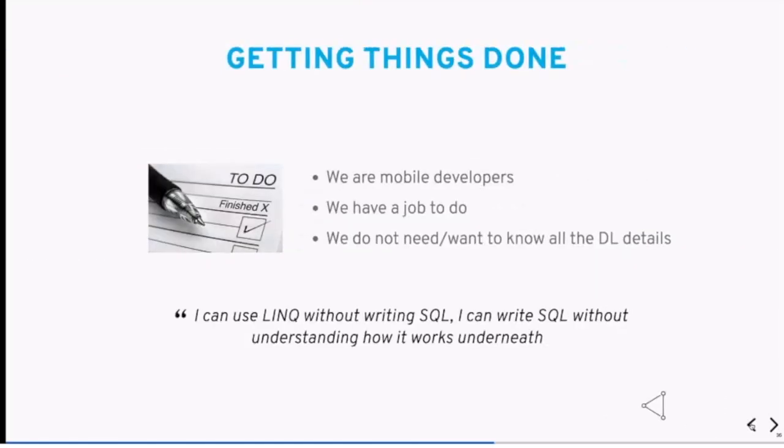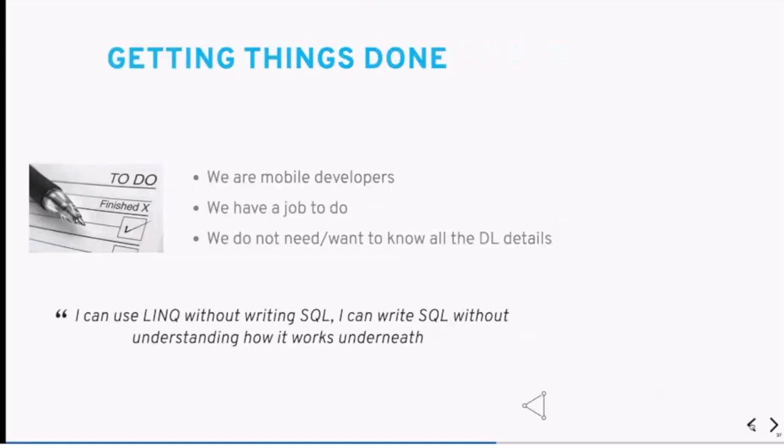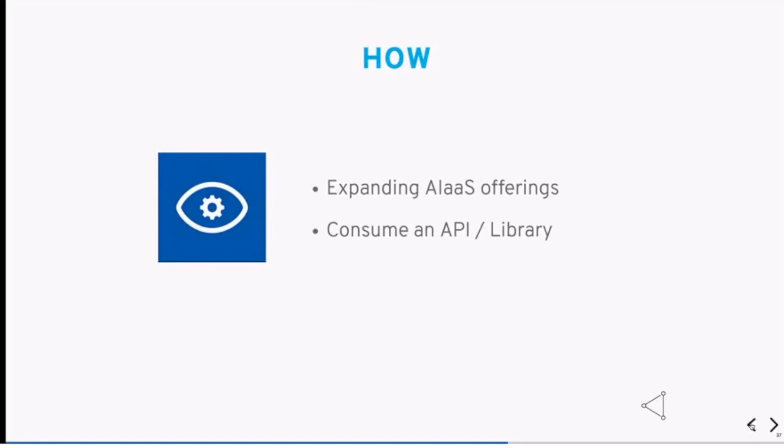Now, why would you want to do the first thing? The first thing is we use an existing AI as a service. Basically, we're mobile developers and we want to get things done. We want to have a classifier. There might be no time, no budget, no expertise to do it all ourselves, but we want to be effective in our job. How do you do that? There's a lot of these offerings.